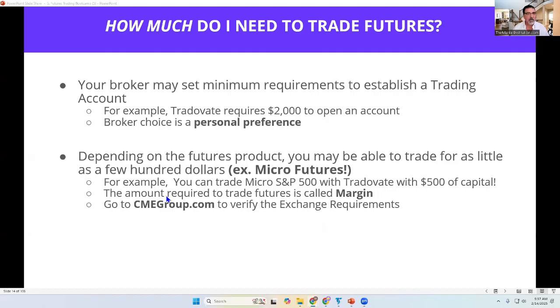Okay. Now, depending on the futures product, you may be able to trade for as little as a few $100s. I think Tradovate, if you want to trade the micros, it's like $50 a contract now. So the margin rates are really, really cheap. Okay. And then they're different with each product, whether you're trading micros, minis, or a standard lot. Okay.